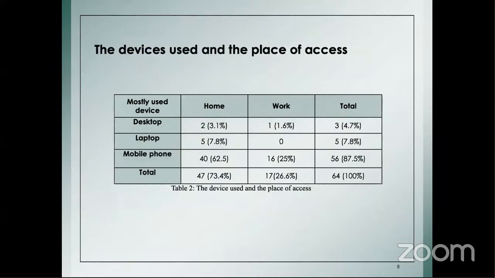This two-way table illustrates the device and the place used to access the e-course materials. You can see the majority of individuals used their mobile phones to access e-course material, mainly from their home, while only a smaller proportion used desktops.